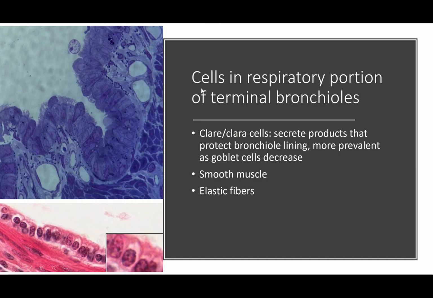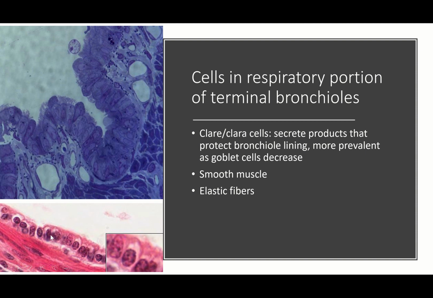Once we get towards the end of the conducting portion and a little more towards the respiratory portion of the lungs, we start to get these different kinds of cells called Club cells or Clara cells. Basically they just secrete products that are going to protect the bronchial lining. And as we get away from the respiratory epithelium with their cilia and we start having some of these Clara cells that don't have cilia, we get more and more Clara cells and less and less goblet cells and that pseudostratified epithelium.